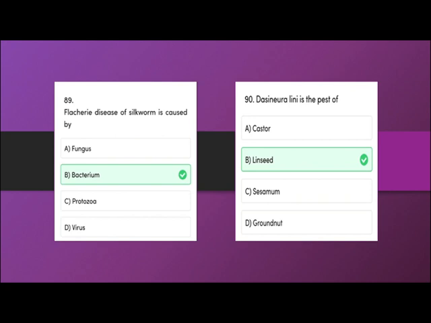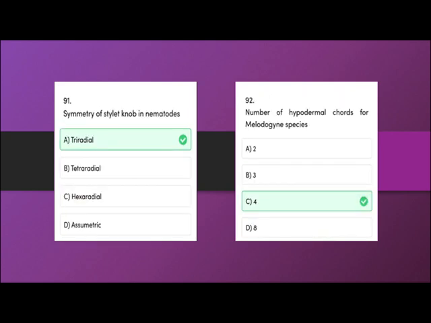The 90th question, Dacinuria lini is a pest of? And the answer is linseed. The 91st question. Symmetry of the head in nematodes is triradial symmetry. In the 92nd question, number of hypodermal cords for Meloidogyne species, and the answer is 4.